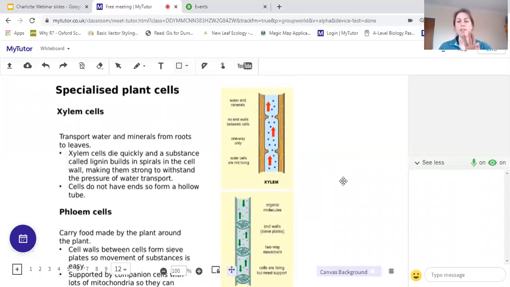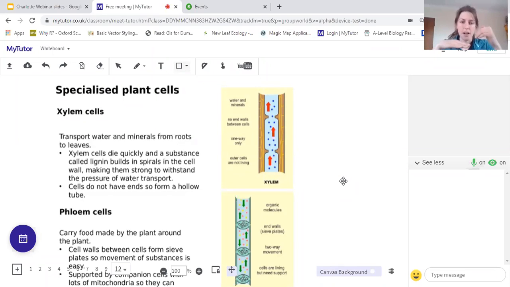Okay, and then the 2 last ones, Xylem and Phloem. We'll do Xylem first. So Xylem cells are specialized cells in plants that transport water and minerals from the roots to the leaves, so up the stem. Xylem cells are quite unique because they're dead. They don't live for very long. So they're formed and then they die very quickly.